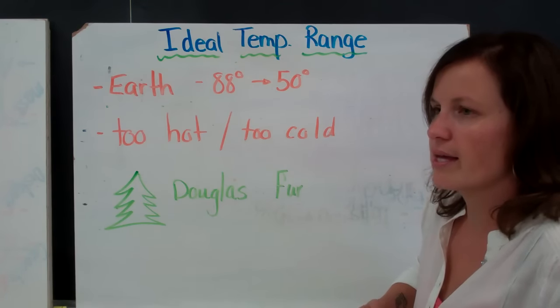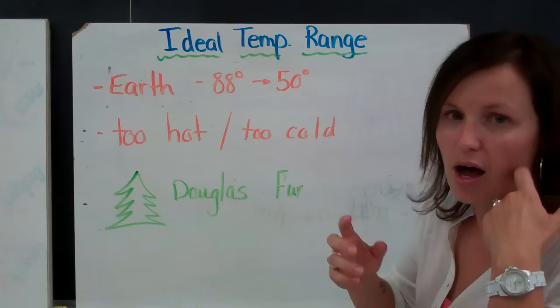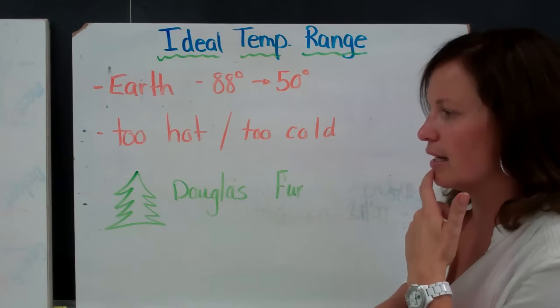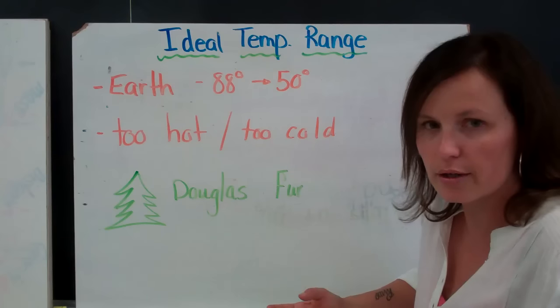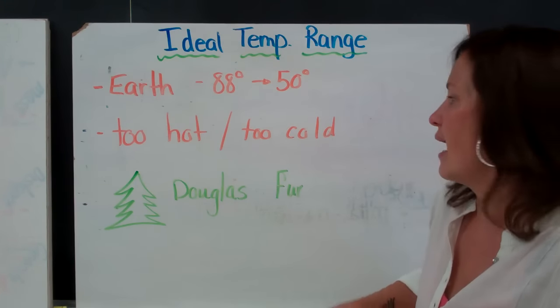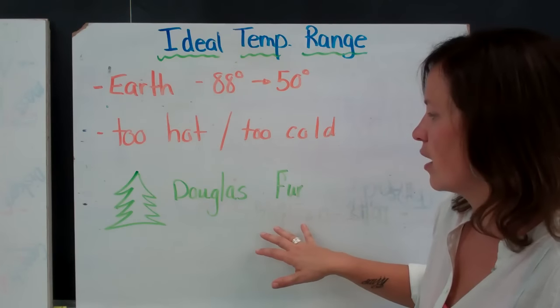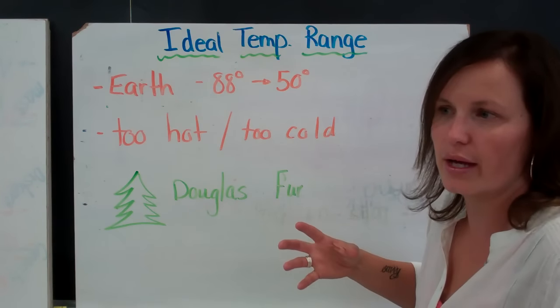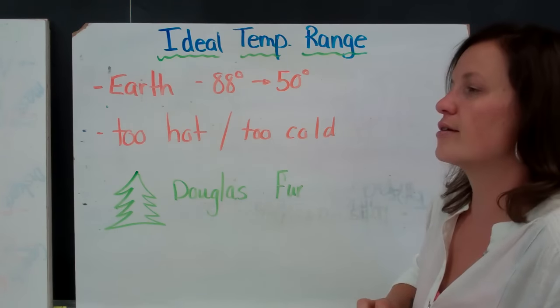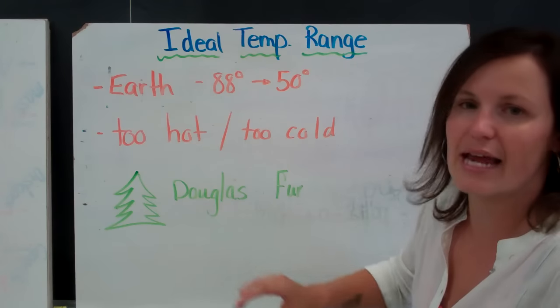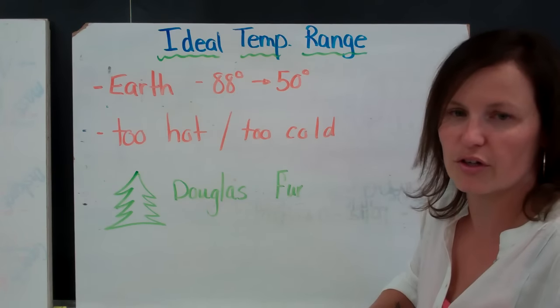In the American Southwest, the Douglas fir is starting to die off because it's staying warmer longer, and it's much drier. And that is not the ideal temperature range for this tree, and so it's starting to die off. And they're saying eventually, in some of these states, there will not be any more Douglas firs.